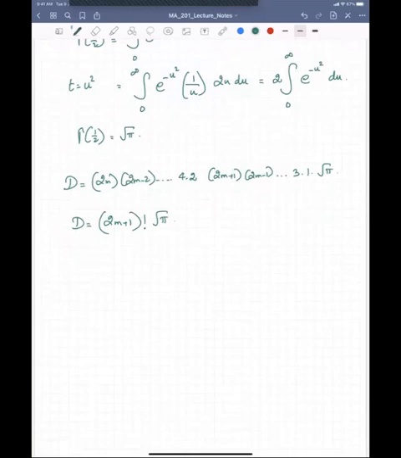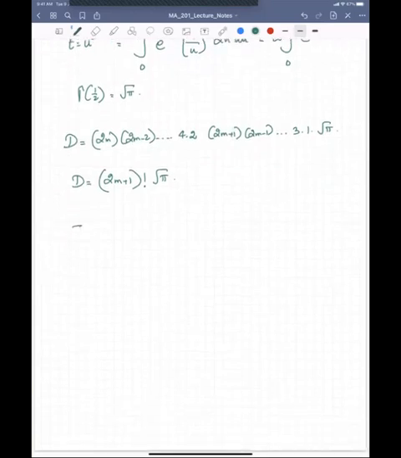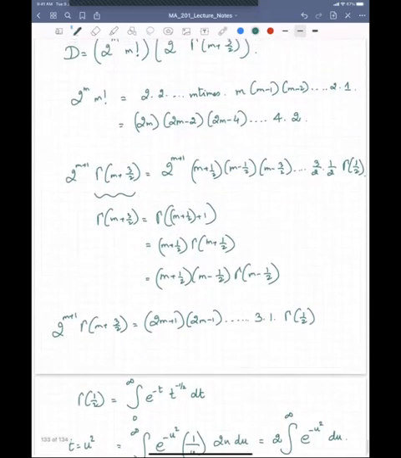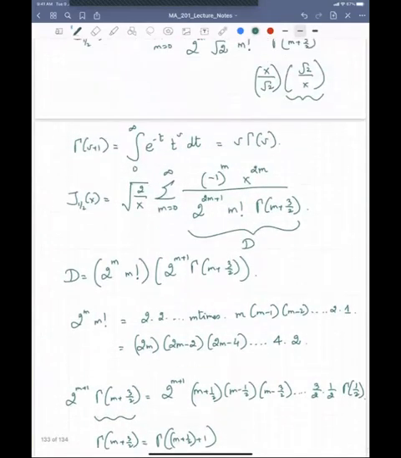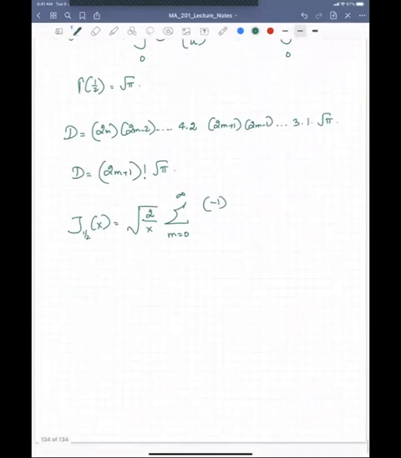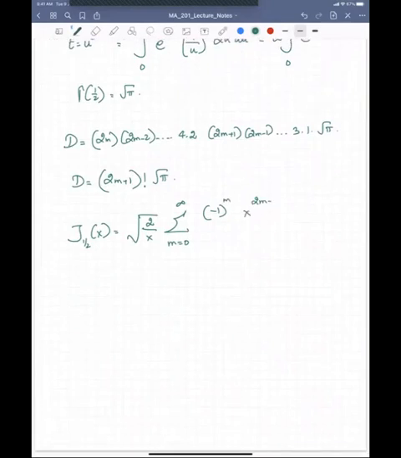So after everything is said and done, it actually turns out to be something rather simple. So j1/2 of x would be square root of 2 over x, sum m equals 0 to infinity, minus 1. Sorry, there is this factor of x in the numerator that I missed. So there should be 2m plus 1 here, right? So minus 1 to the m, x to the 2m plus 1 divided by square root of pi, 2m plus 1 factorial. And hopefully you recognize what this series is.